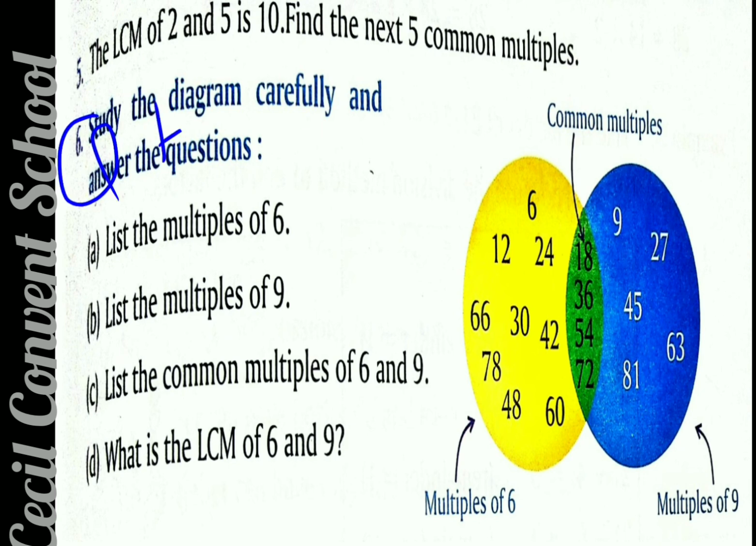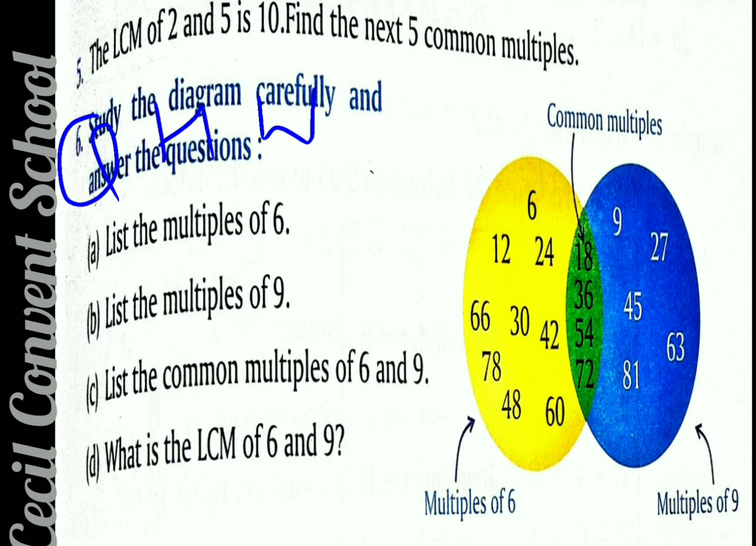This is the homework for you. Here the yellow part is the table of 6 and the blue part is the table of 9. And the green part is the common multiple, and LCM you know. LCM is the smallest number. So this one question is homework and you have to do it in the maths book only. Clear students? So I hope you understand what the LCM is.